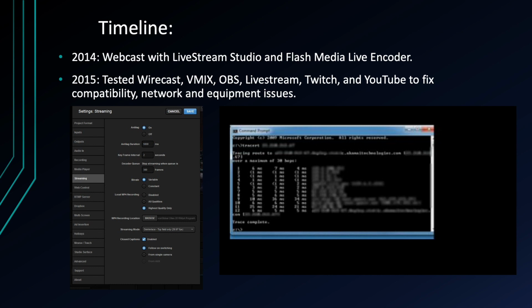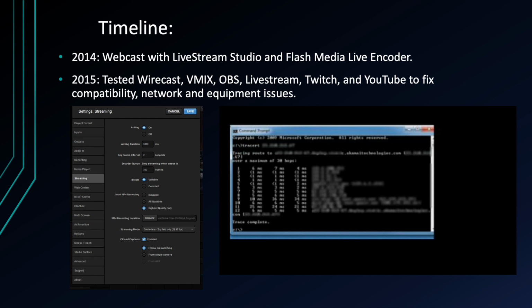So the left image was our settings back in 2014 for Livestream Studio. And on the right image is a trace route we did to see how many hops it was taking and where was the point of failure for where our stream was heading, to the viewer itself. And there was suspicion of, was it the network that was clogging the stream, or was it the CDN not broadcasting the stream correctly? So we solved the software hardware compatibility issue by using different software.